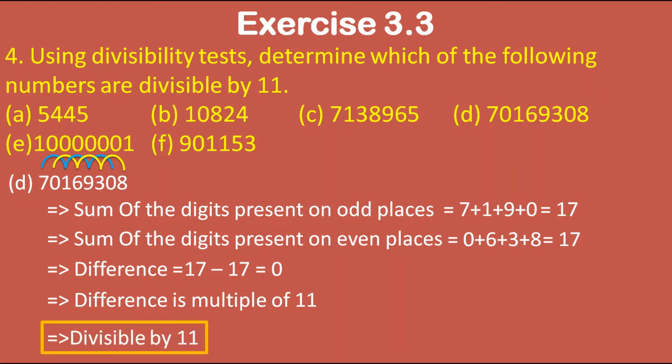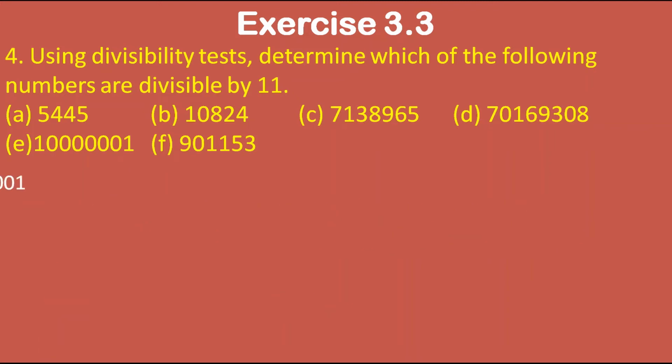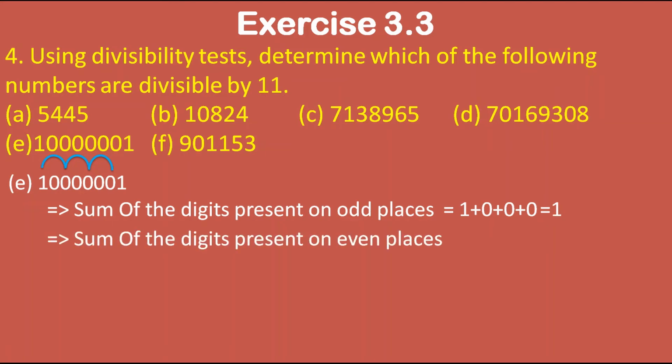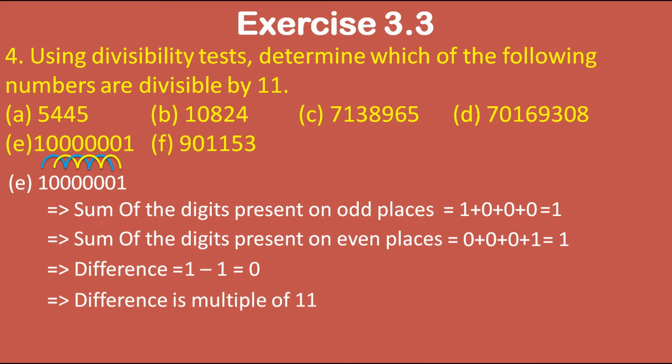Okay. It's easy. We just have to understand it. Okay. Now, the fifth one. That is a very big number. Let's find the sum of the digits present on odd places, and those are 1, 0, 0, 0, 1, sorry, 1000. Okay, it is giving the answer as 1. Now we have to find the sum of the digits present on even places, and those are 0001. When we add them, we get the answer as 1. So the difference is 1 minus 1, which gives 0. As the difference is a multiple of 11, therefore the number is divisible by 11.